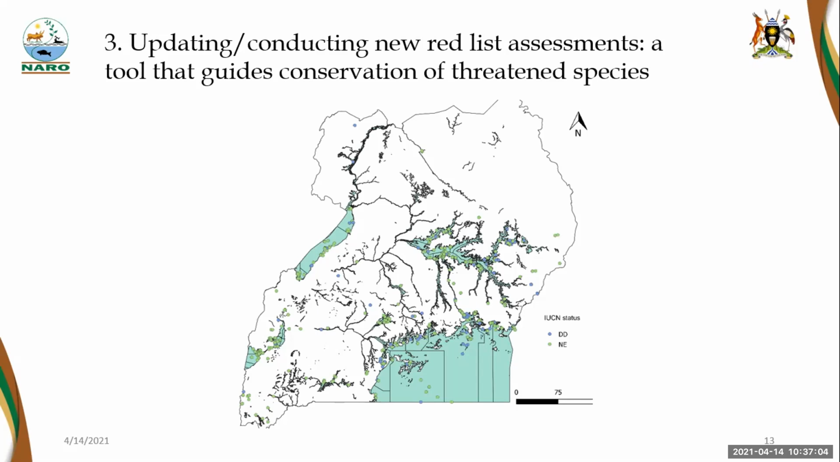And of course, these red list assessments are important in identifying trigger species for mapping key biodiversity areas. And by the way, the reason our work on key biodiversity areas has been delayed is because we didn't have these assessments. So we needed these assessments to identify the trigger species in order to map the key biodiversity areas. And so that's why work on key biodiversity areas has been delayed somehow.